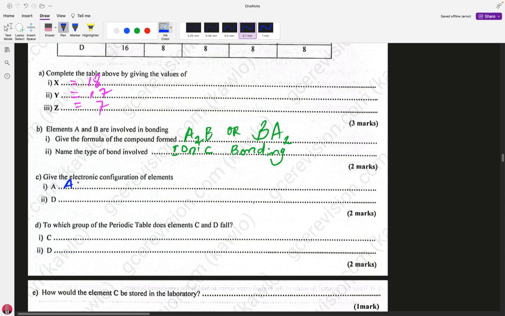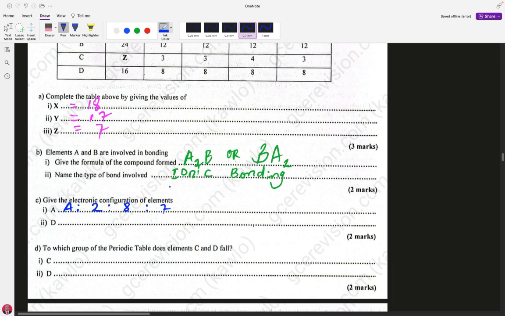The first shell closer to the nucleus has 2 electrons. The second shell, or the second energy level, has 8 electrons. And the last energy level, or the valence electrons, the outermost electrons, how many of them? 7 left. So A has an electron configuration of 2, 8, 7. What of D? Look at D.